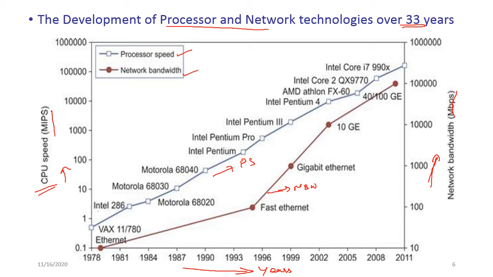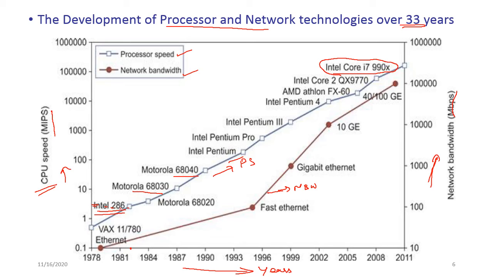Here in this diagram we can see the first processor was the Intel 286 processor, which was introduced in the year 1981. The speed is indicated here, approximately 5 million instructions per second. The next ones are Motorola 68030 and 68040. It will go like this, and finally we have the Intel Core i7 990X processor.